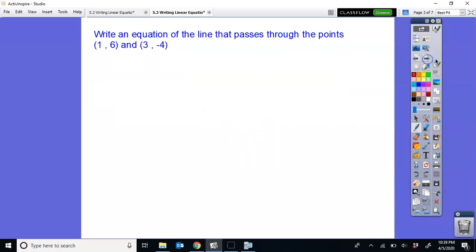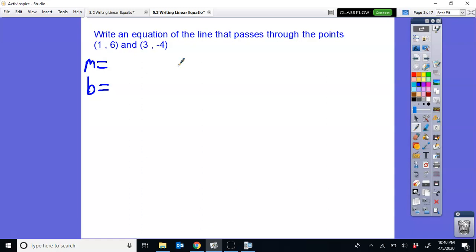What do we do now when we get a problem that looks like this, where it says write an equation of the line that passes through the points (1, 6) and (3, -4)? Notice on this particular problem, we are not given m and we are not given b. We don't have the slope given to us. We don't have the y-intercept because neither one of these points has 0 for the x value. So if we don't have the slope and we don't have the y-intercept, that means we have to find both of them.